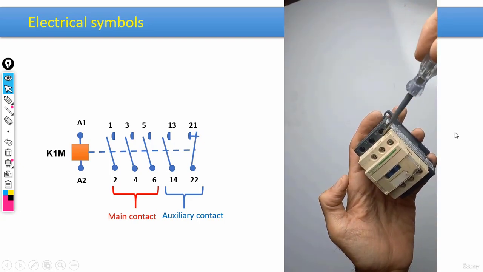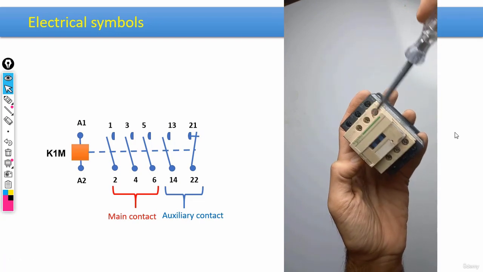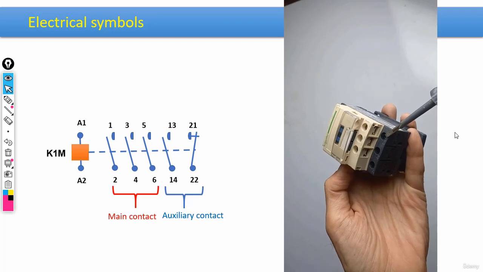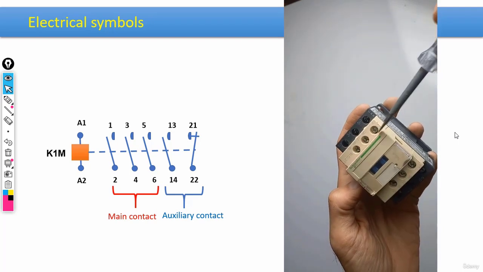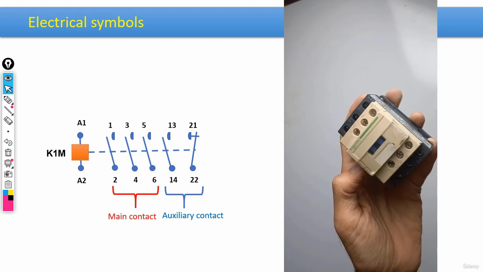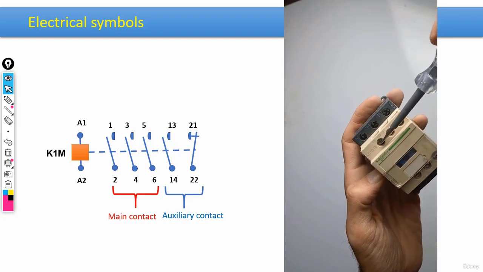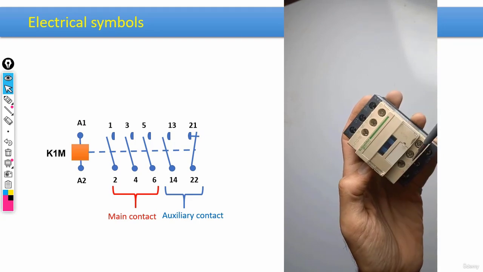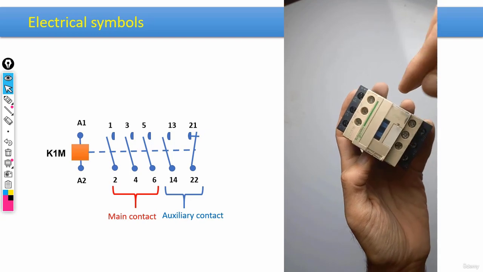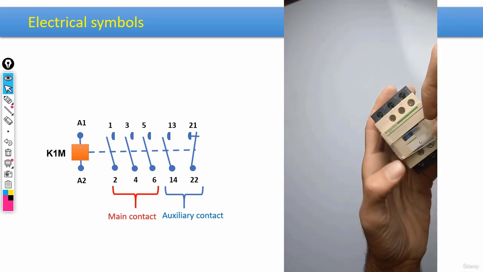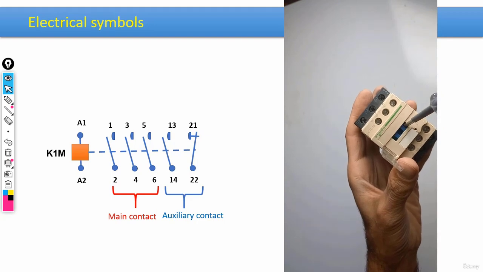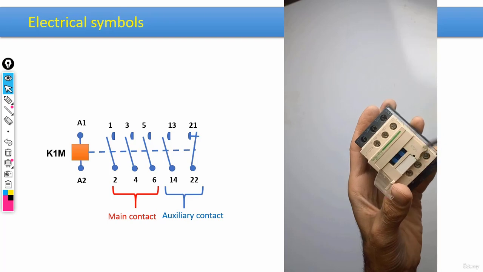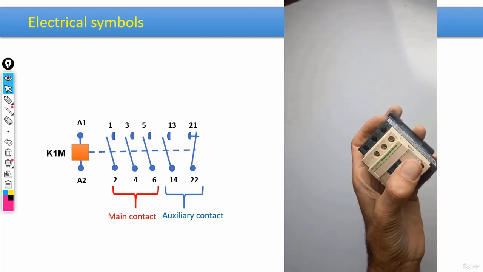For example, we've got the L terminals here, and then on the other side, we have the T terminals. Okay, then we have the bobbin terminals, more precisely A1 and A2. We also have the auxiliary contacts, terminals 13 and 14, as well as 21 and 22. And by the way, guys, we are able to activate this contactor manually, and it's quite easy. And yeah, that would be all, guys. That would be all for the concept of contactors.